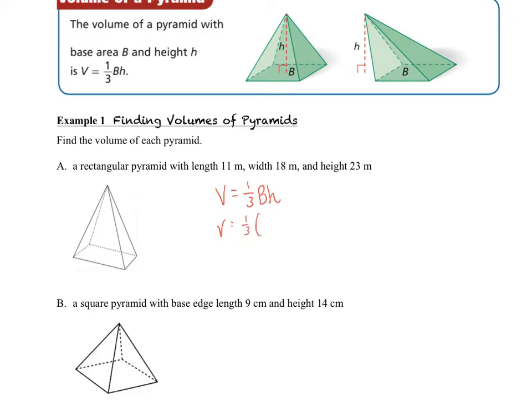So 1/3 area of the base. I'm looking at that base. It's a rectangle, and it has a length and width of 18. So that would be L times W. It's going to be 11 times 18 times the overall height. So that's 1/3 times 11 times 18 times a height of 23, which is 1,518 meters cubed.